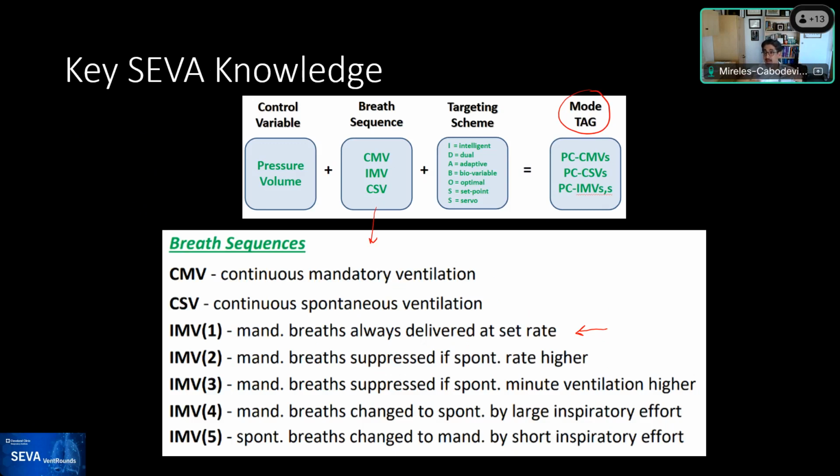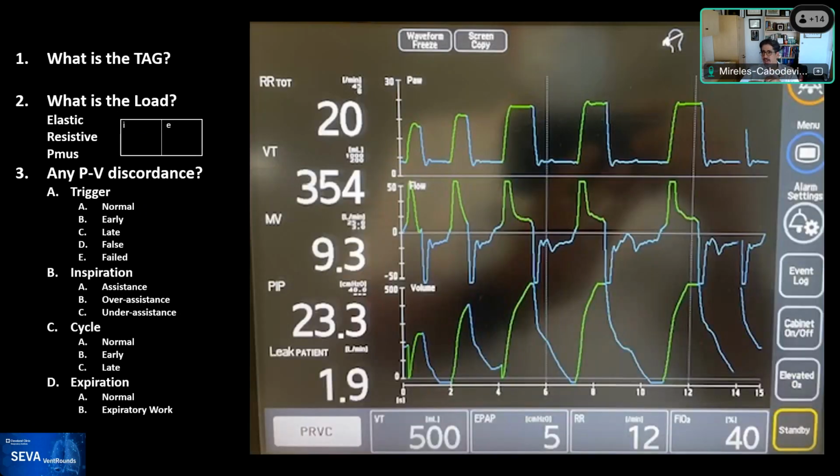And this is a patient of mine that came in and was placed on non-invasive ventilation. And I'm going to show you the first screen that I saw, and then we're going to analyze it together. There's more to this, but here goes. That's the first screen I saw.